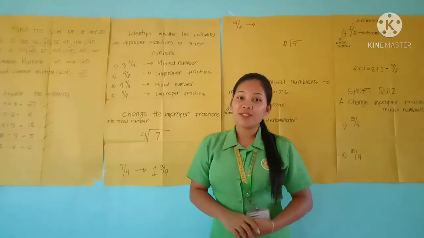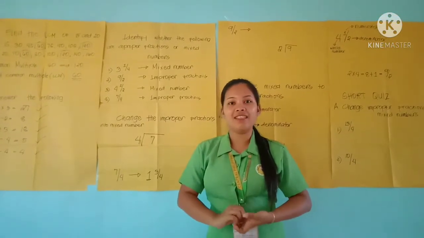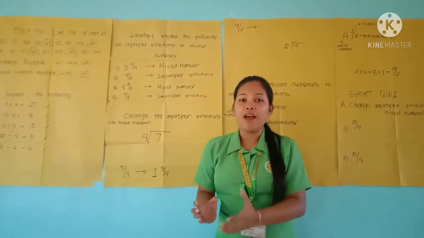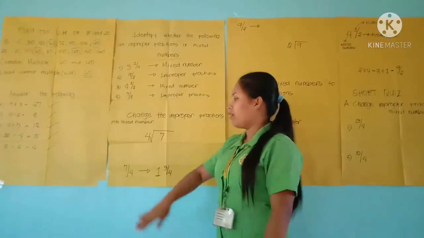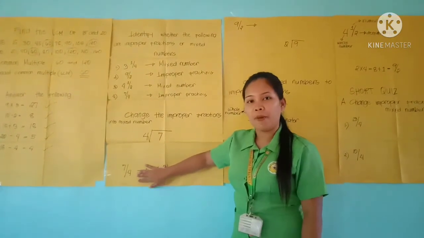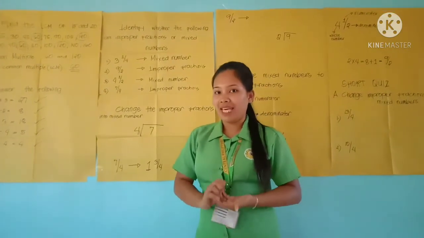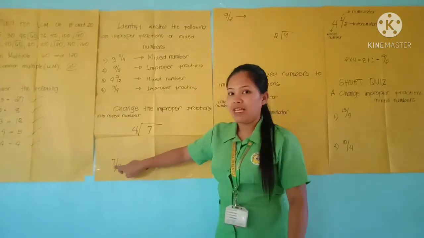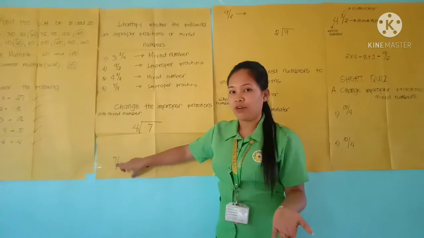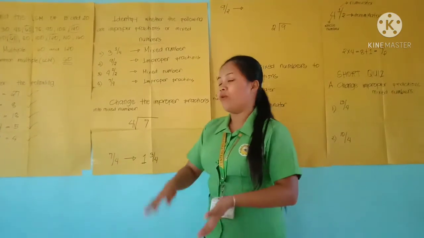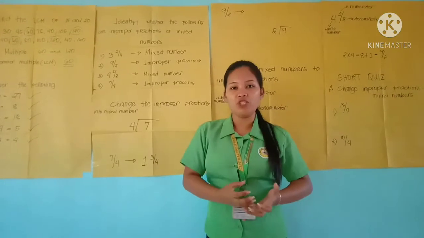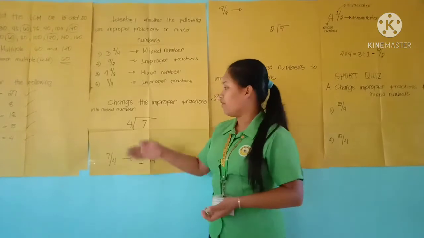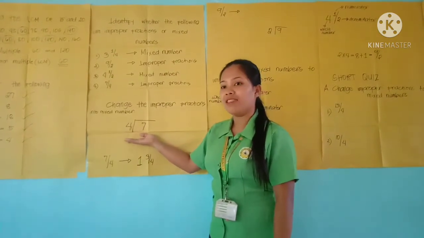So listen carefully. This morning, our topic or lesson is all about changing improper fractions to mixed numbers and vice versa. For example, 7/4 is an example of an improper fraction because as you can see, our numerator, which is 7, is bigger than our denominator, which is 4. So what we are going to do is to change it into a mixed number. So who can go to the board this time and solve this problem? This one, okay? Yes, Regine?